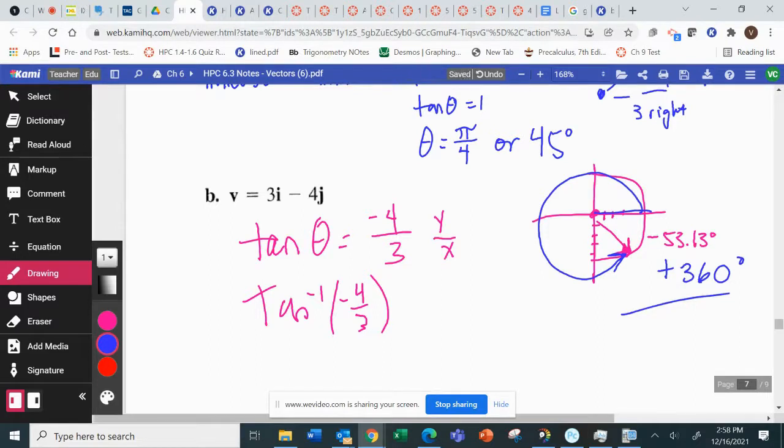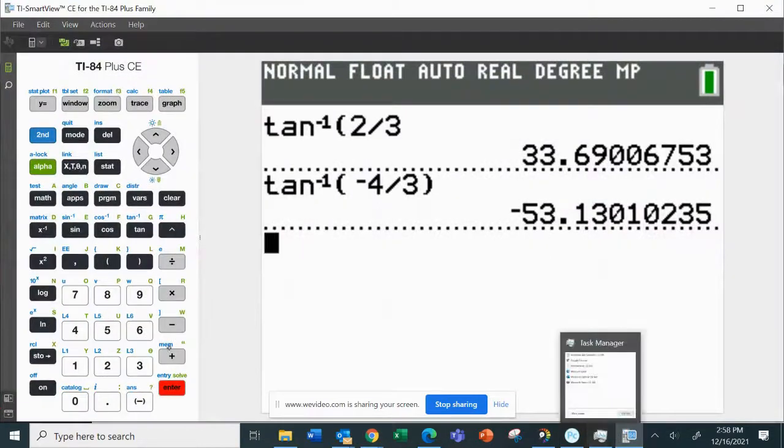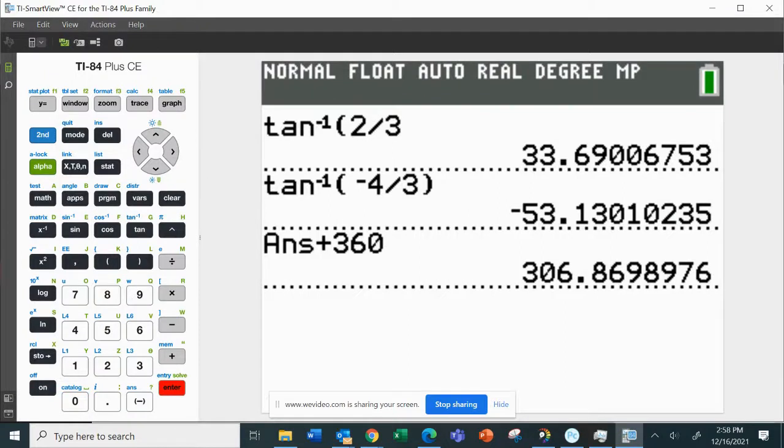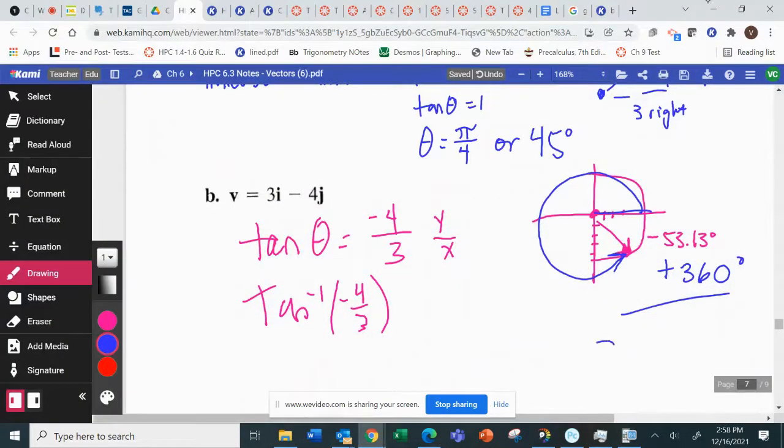What's the answer to this one? 3 something, right? 306.87. So that would be the directional angle. That would be what theta is for this.